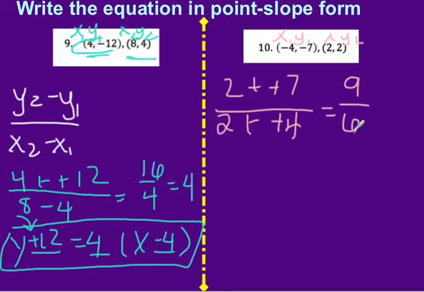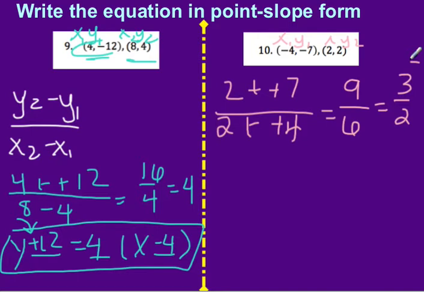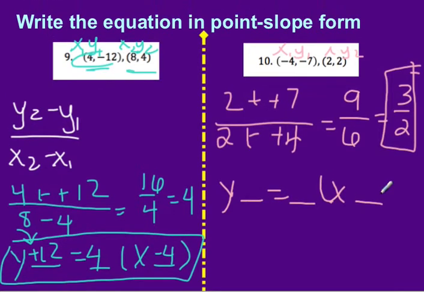Now what I noticed about this fraction is both 9 and 6 are divisible by 3. So I'm going to go ahead and divide both by 3 so I can reduce that fraction. So that right there is my slope. So now I can put that into my puzzle for point-slope form, like so. So in here is going to be my slope, 3 over 2.